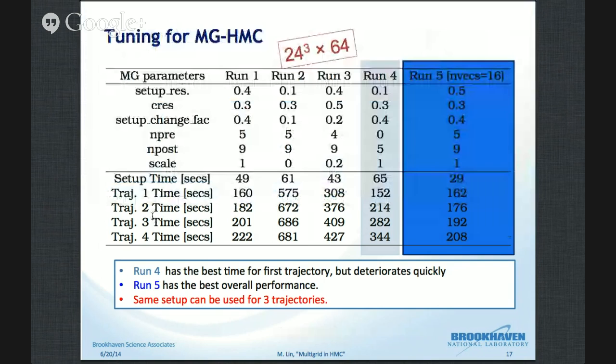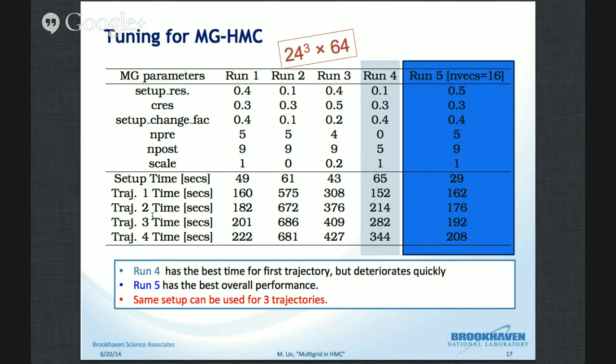Then I want to point out that it turns out the best choice is the parameters in run 5. So even though in run 4 the time it takes to finish the first trajectory is the shortest, it gets much worse very quickly as you go to the next few trajectories. For run 5, even though you lose a little bit of time in the first trajectory compared to run 4, the time doesn't really get much longer when you go to the later trajectories. So this is the best choice I have.